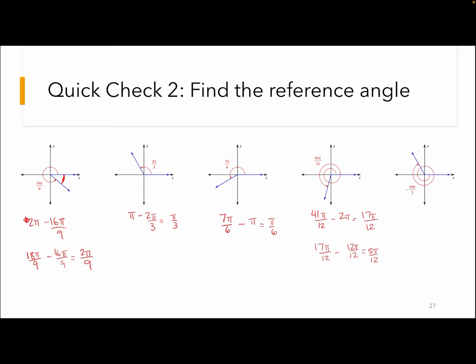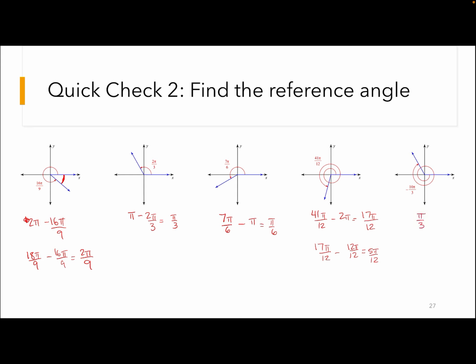And then for this angle that is in quadrant 2, we'll see that this is a special angle, and it's just going to turn out that pi over 3 is that reference angle.